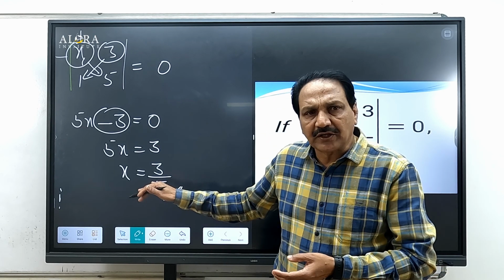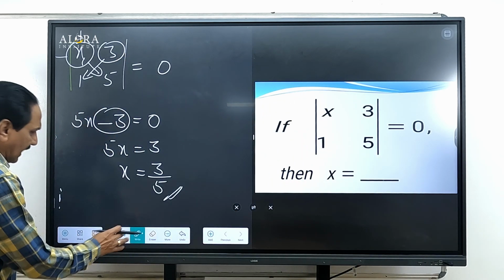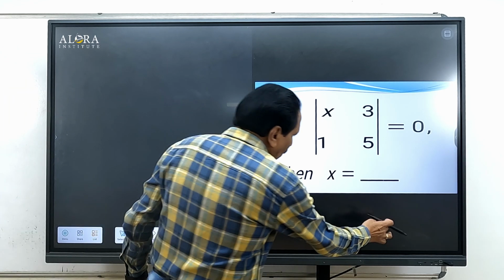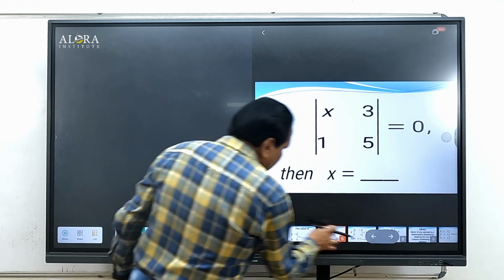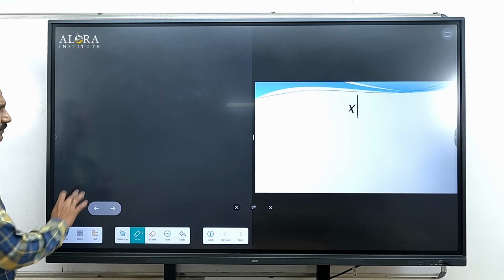You have to make use of the formula for the expansion of second order. Let's go for another type of example here. Let's go for another example, in the same way, to find the unknown quantity. Look at this.